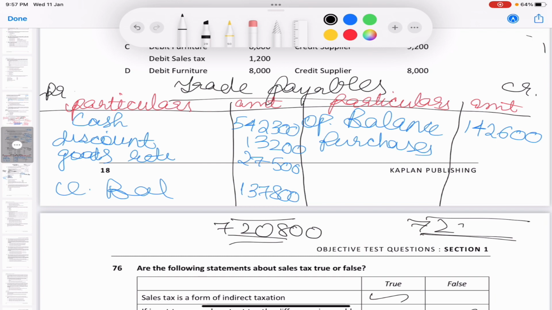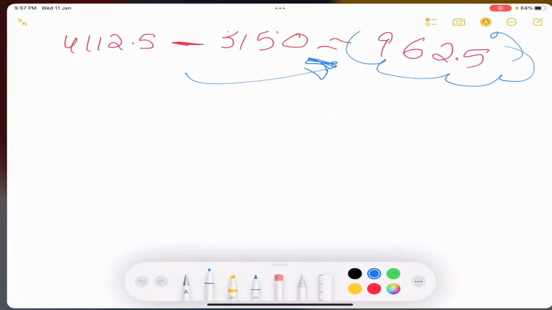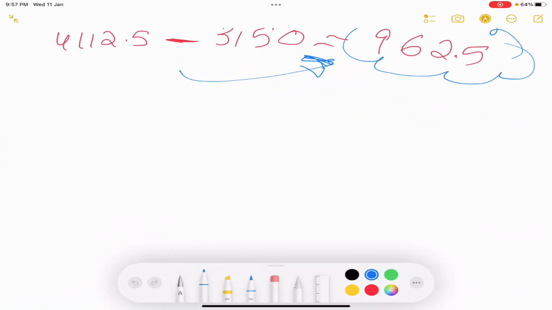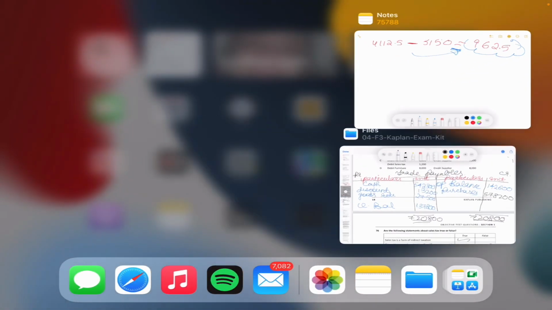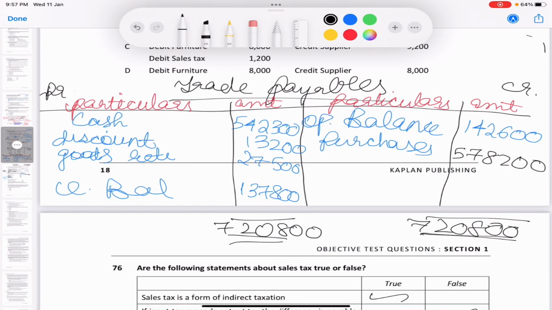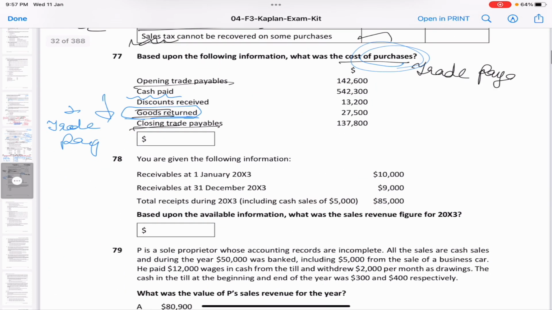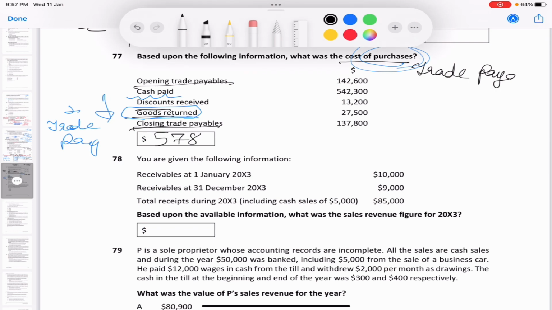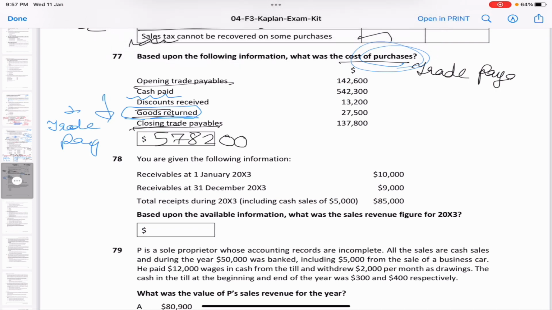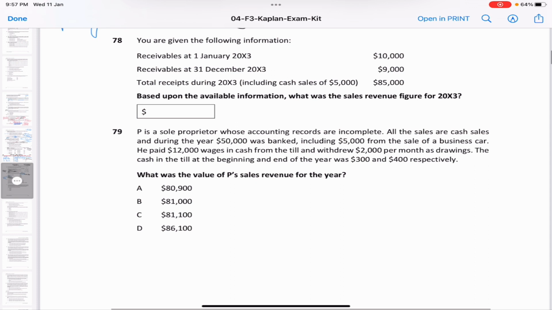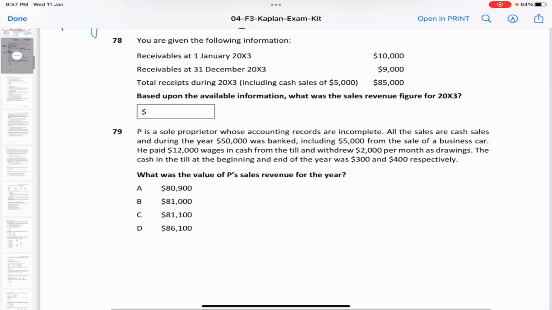I hope you are understanding all the questions. So my purchases figure will be 578,200. This is my balancing figure. Okay. 578,200.